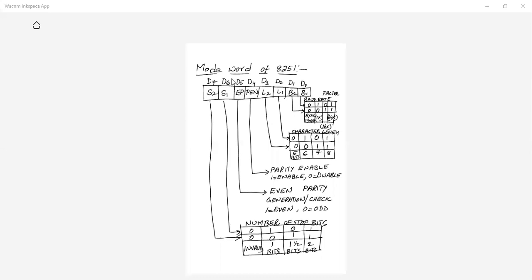You remember that. And D6 and D7 represent the stop bits, right? So here, either one bit, 1.5 bits or two stop bits. Always the transmitter side may transmit a maximum of two stop bits, but the receiver requires only one stop bit. One is enough. After getting the stop bit, it immediately stops the receiving operation. One bit is enough at the receiver side, right? So this is regarding the mode word of 8251.